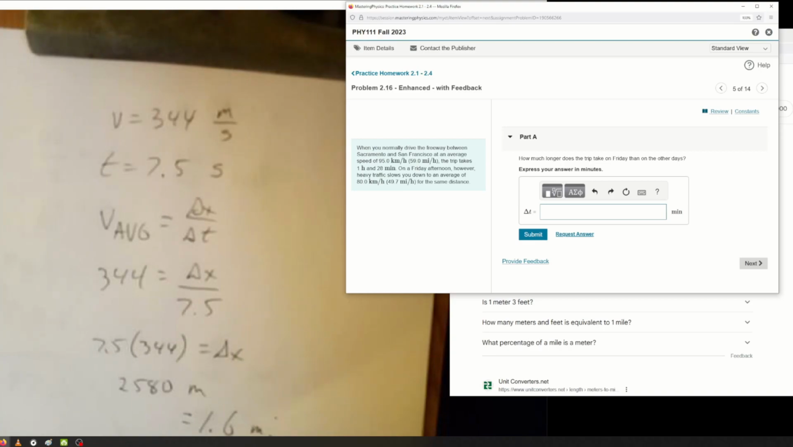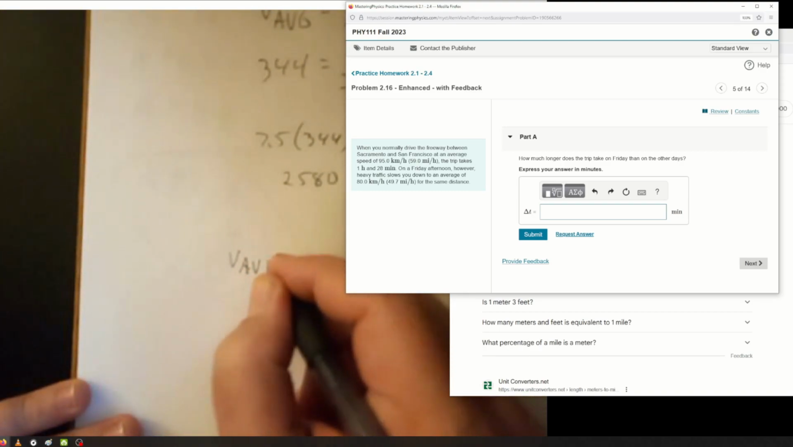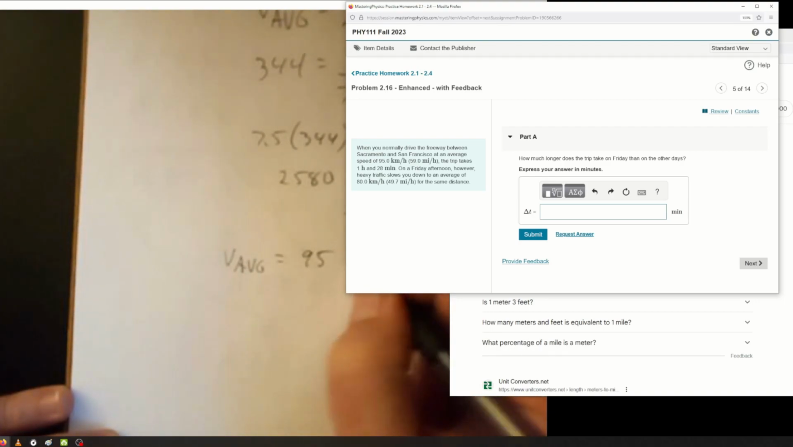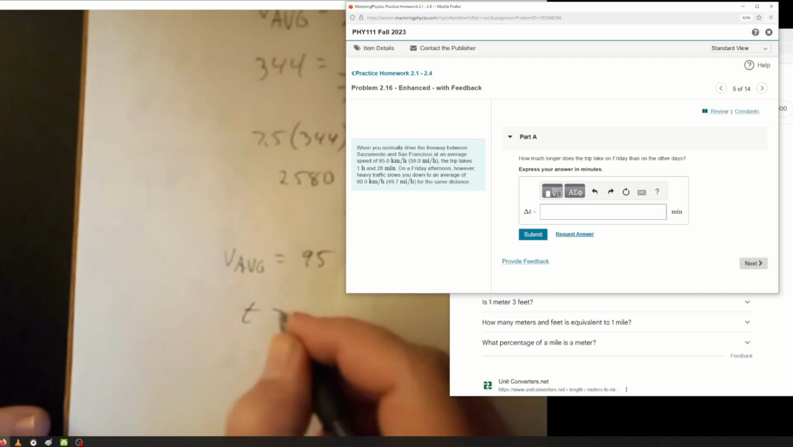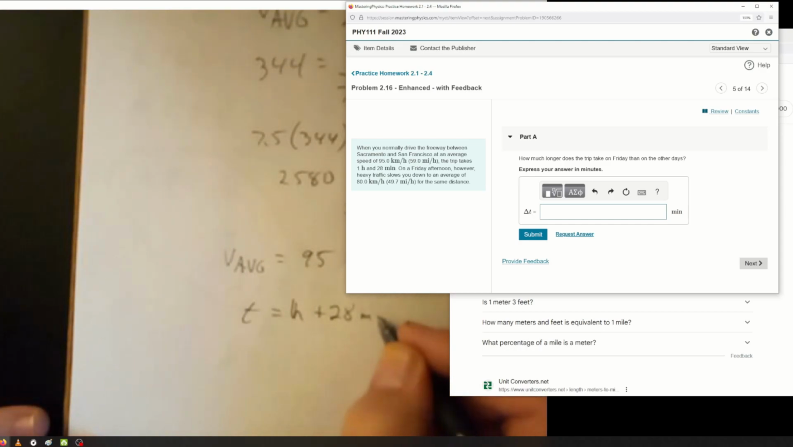All right, we got all sorts of conversions to do here. How much longer does the trip take on Friday? Well, let's see. We normally drive the freeway between those two cities at an average speed, so we got an average speed, 95, in kilometers per hour. And a trip takes 1 hour and 28 minutes. The time is 1 hour plus 28 minutes.